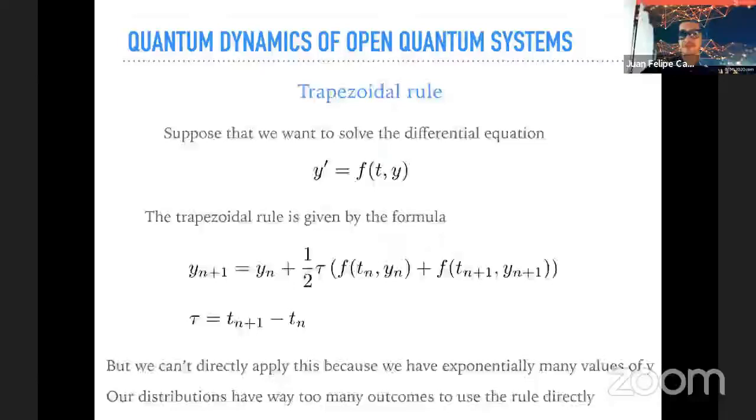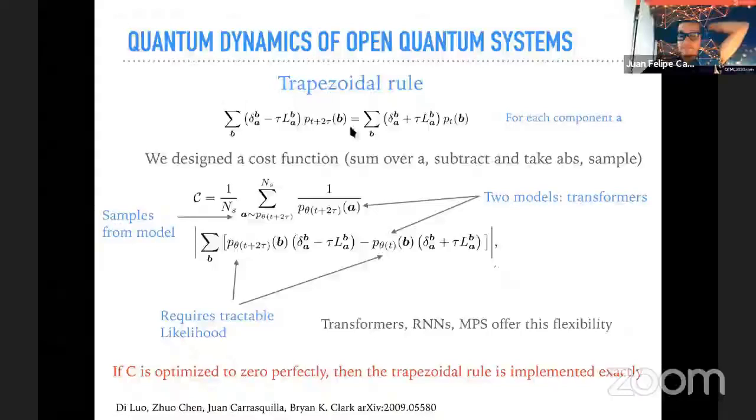So what we did was we rewrote the trapezoidal rule for each component. This is a number of equations that is exponential. But then what we did is we sum over all of them, subtract the two pieces in the equation, and then take the absolute value to define a cost function. And then we sample these distributions and estimate some cost function C.